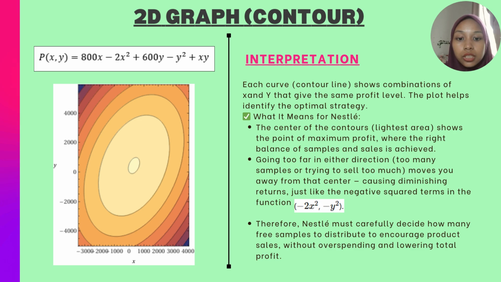It is causing diminishing returns, just like the negative squared terms in the function, which are negative 2x squared and negative y squared. Therefore, Nestle must carefully decide how many free samples to distribute to encourage product sales without overspending or lowering total profit.